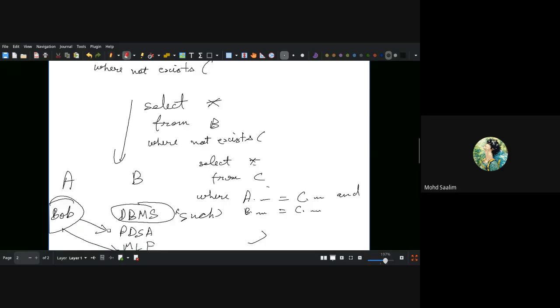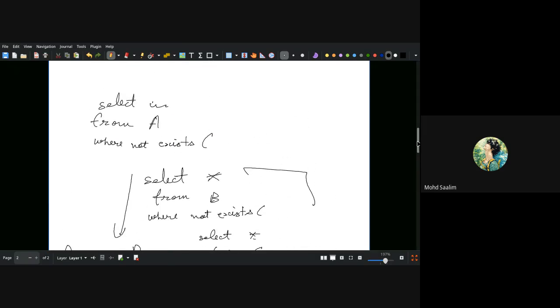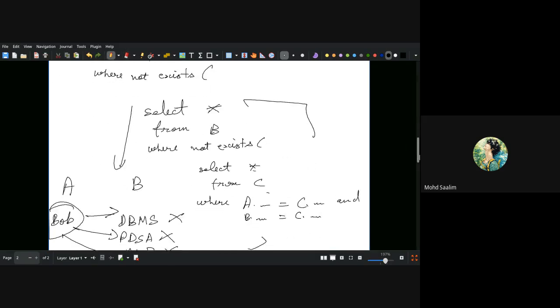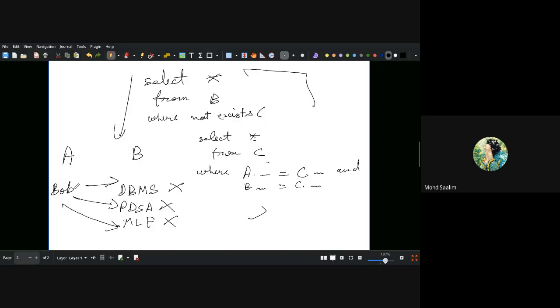So when DBMS is not getting selected, PDSA is not getting selected in this query, and MLF is not getting selected, we mean that Bob had taken all of them. That is why they are not being selected, because of this not exists. And when none of them is getting selected, then only this not exists is getting true. So what does that mean? This outer query is selecting only those students who are enrolled in every single course, right?